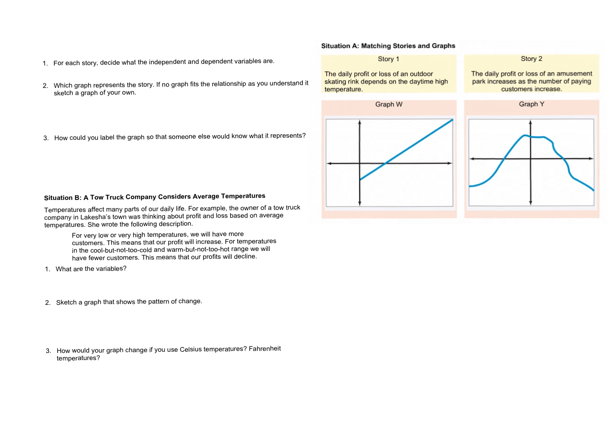So first, it's asked us what are the variables. And so we have two variables, the temperature, which is the independent variable, and we have the number of customers, which is the dependent variable. All right. Now we have to sketch a graph that shows the pattern of change. So let me do that and I'll be back.